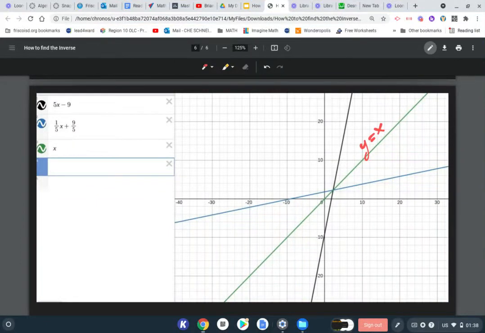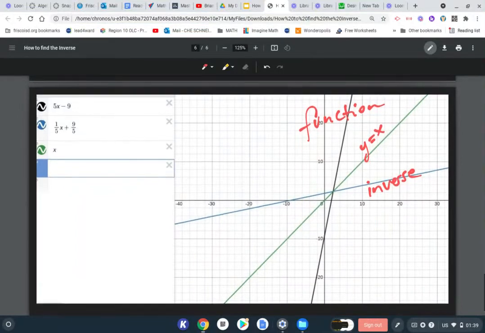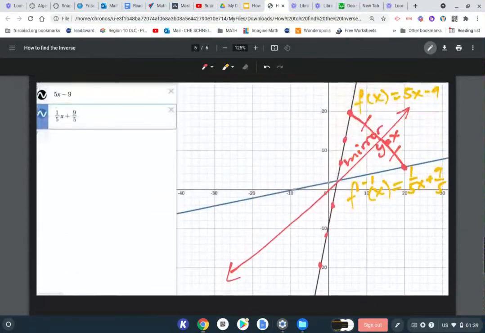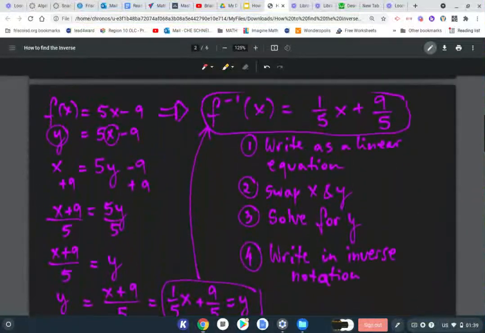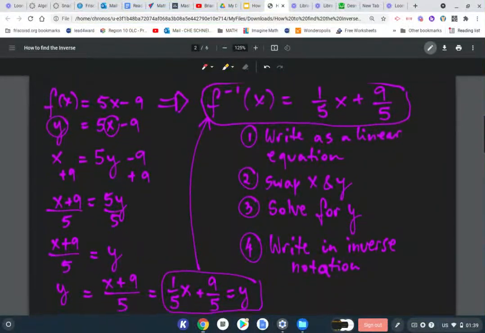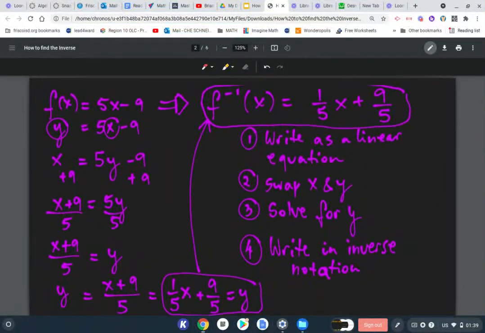Okay, so the first one was our function. The blue one was our inverse of the given function. Obviously, both of them are linear. The same is true for quadratic functions, by the way. Okay, you would do the same thing. Graph your original, graph the inverse, and y = x would be your mirror line. So back to this example, f(x) = 5x - 9 and its inverse.